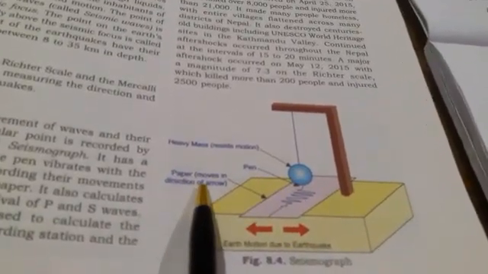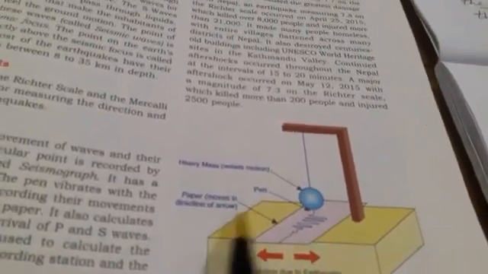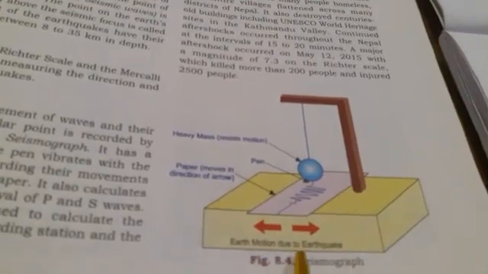Let us discuss this instrument in detail. Seismograph. This is the diagram of a seismograph. Here is given the paper that moves in the direction of the arrows, and here is given the earth motion due to the earthquake, and here is given the heavy mass that resists motion. Here is given the picture of a seismograph.